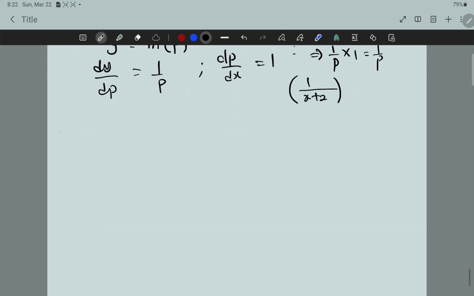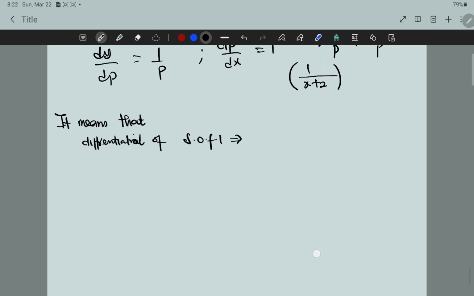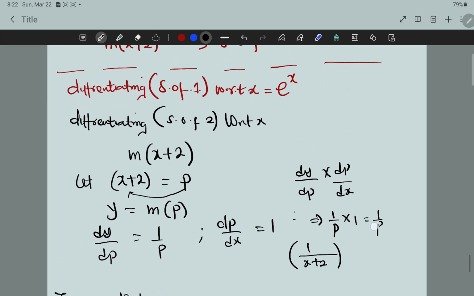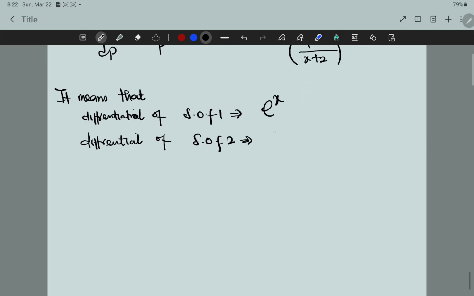So it means that the differential of the first formula, the differential of SOF1, is what? What's the differential of SOF1? It is e to the power of x. And the differential of SOF2 is what? 1 over x plus 2. That's the differential of SOF1 and the differential of SOF2.